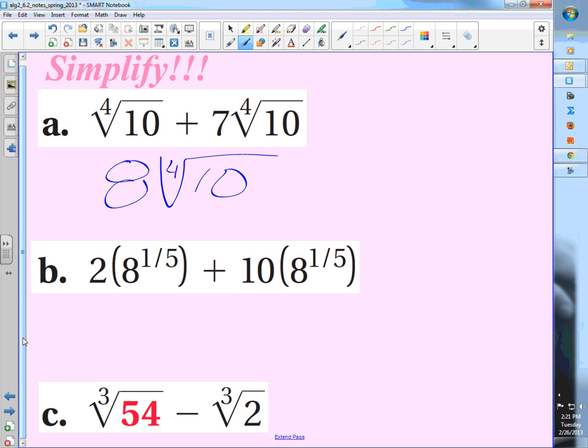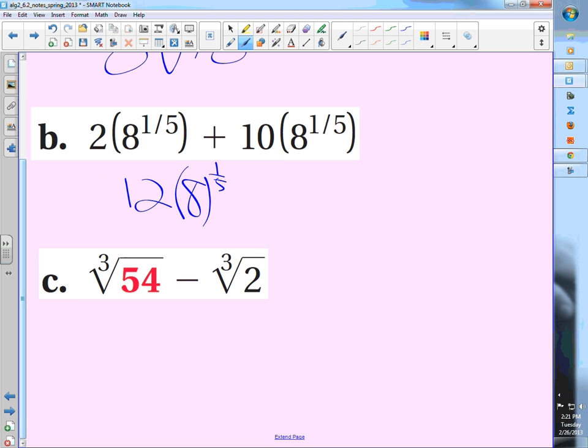2 times 8 to the 1/5 plus 10 times 8 to the 1/5. 12 times 8 to the 1/5. Can you do 12 times 8 and get 96? Make it smaller, make it simpler. Can we do the 12 times the 8? Why? Parentheses isn't the reason. The power. Because 8 is being raised to a power, you have to do the power first. Or operation. Okay? You need to follow order of operations.